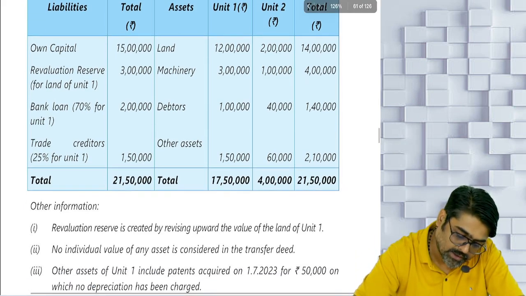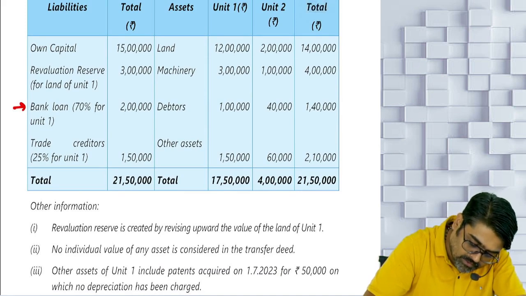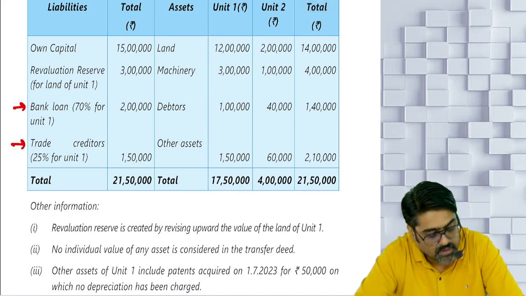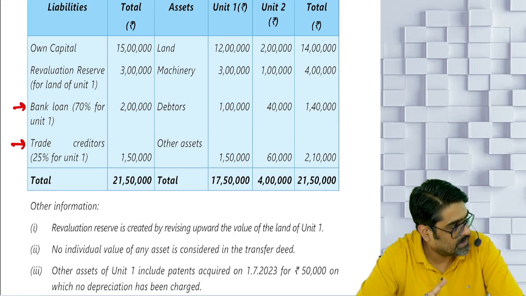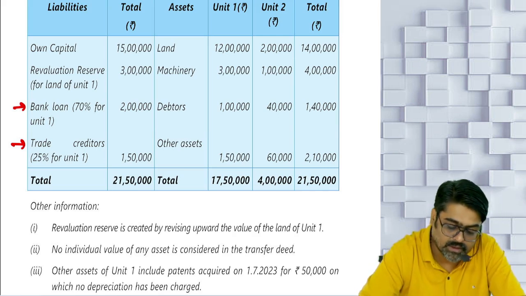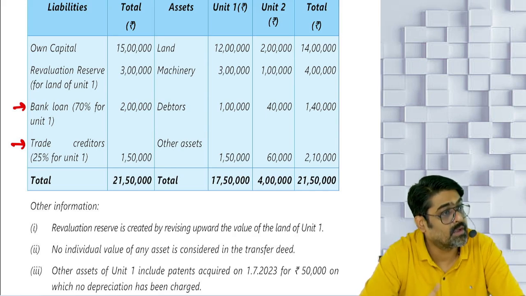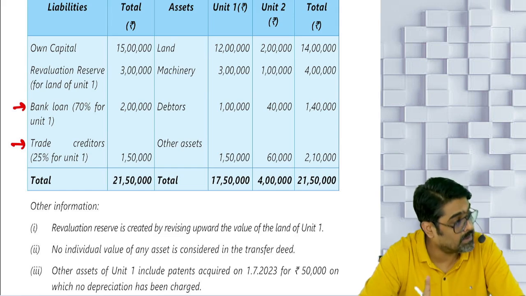Can you see the liability side? Can you see bank loan? This is outsider's liability, and trade creditors, this is outsider's liability. Only these 2 items we are supposed to reduce. Yes or no? But for unit 1, 70% is bank loan. Entire bank loan we are not supposed to reduce. We are supposed to reduce the liability of unit 1 only.